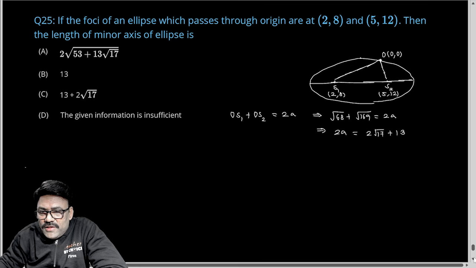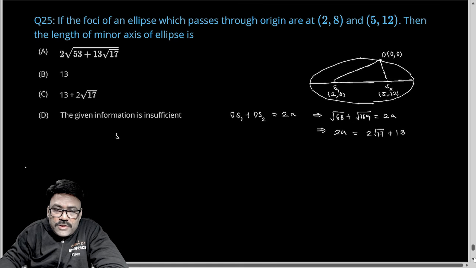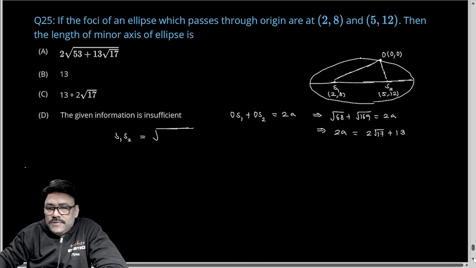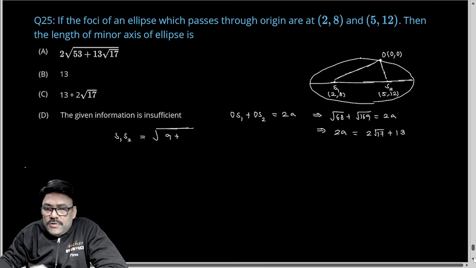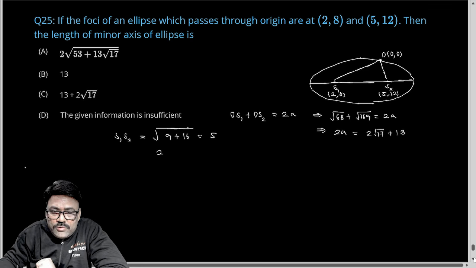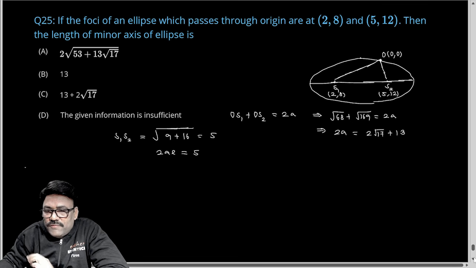Now also if I find the distance between the two foci, S1, S2, that will be 5 minus 2 whole square, 9, plus 12 minus 8 whole square, which is 16. So it is 25. Under root 25 is 5. And distance between two foci will be 2AE. So 2AE is 5. 2AE is 5 here.